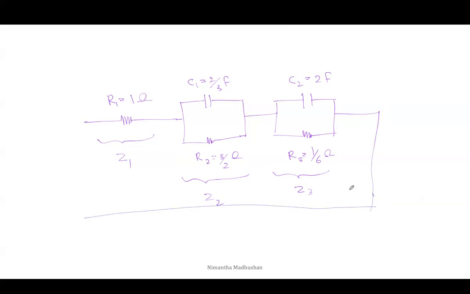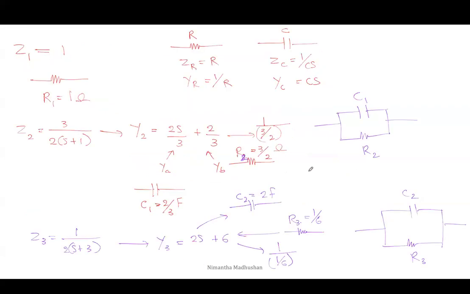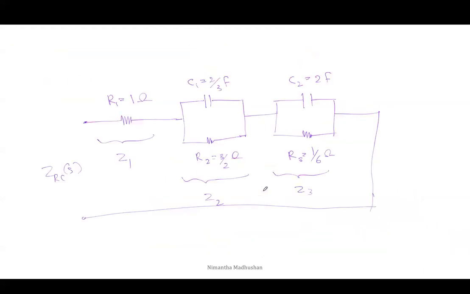And we can obtain the total impedance from these 2 points. Z_RC is Z1, Z2 and Z3. The relationship is plus, which means series connected. In here, the relationship is plus in admittance value, so these two elements are connected in parallel. Then this is the final circuit of the given impedance function.